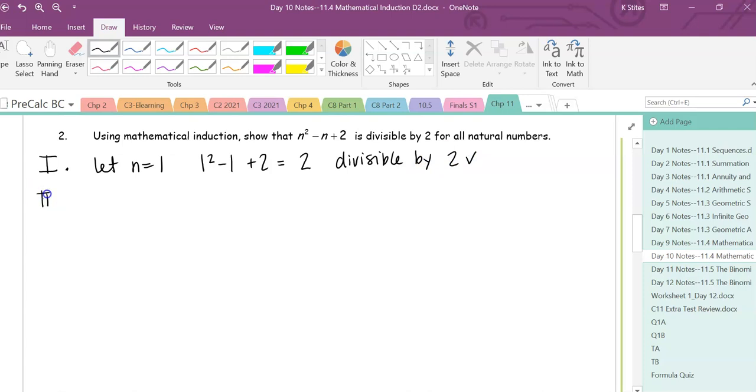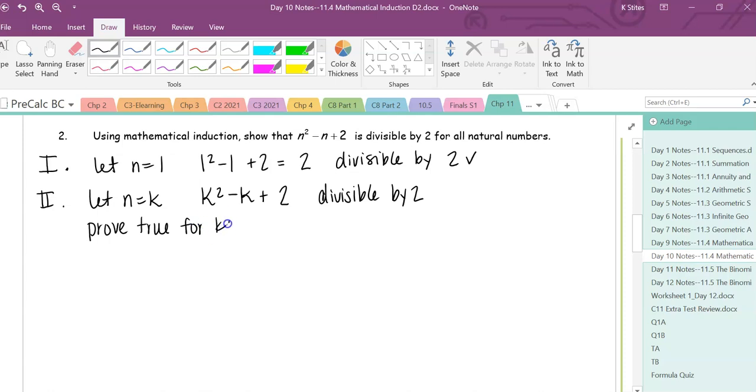All right, so now I am going to let n equal k, and again, I'm just going to plug this in. And I am assuming this is divisible by 2. Right now it's an assumption. But once I can prove it true for k plus 1, then I know that it's going to be true for all of these. So in order to do this, I'm going to take k plus 1, and it's going in place of n, or in for k, however you want to look at it.